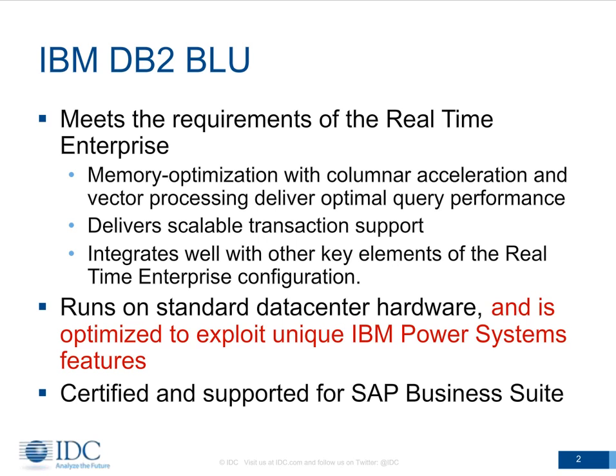Now let's talk about DB2 and the blue acceleration option. First of all, we can see that it meets the requirements of the real-time enterprise because it does deliver memory optimization with columnar acceleration, and it has vector processing to deliver optimal query performance. It also delivers scalable transaction support.